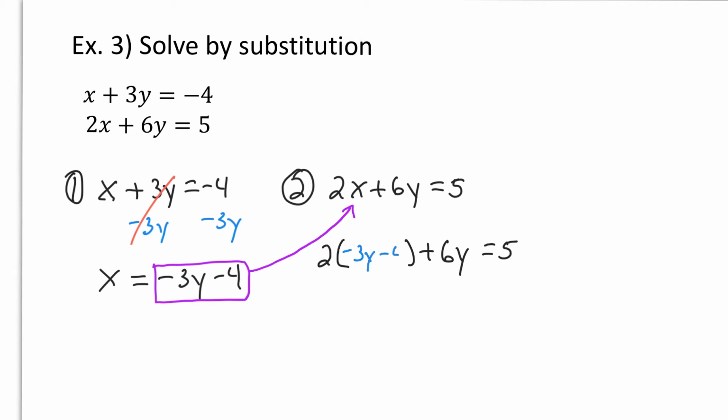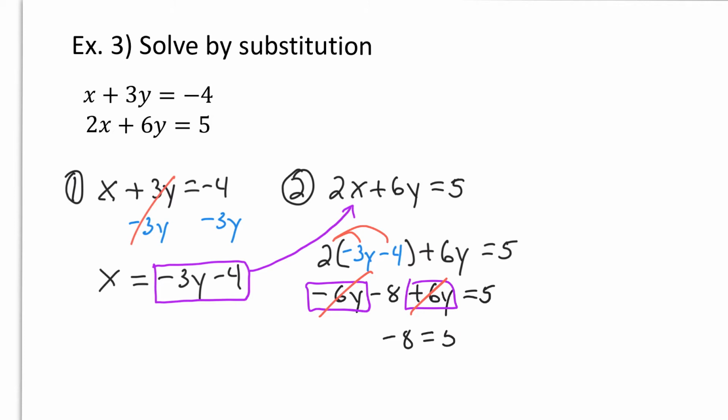-3y minus 4. All right, now you solve for the specific variable. Notice we have a y, so we are solving for y. I'm going to distribute, I'm going to multiply. So I have -6y minus 8 plus 6y equals 5. And you probably already noticed, look at the y's. -6y plus 6y cancels. So all we have left is the -8 on the left side and the 5 on the right side. Now this is what you have to look for.